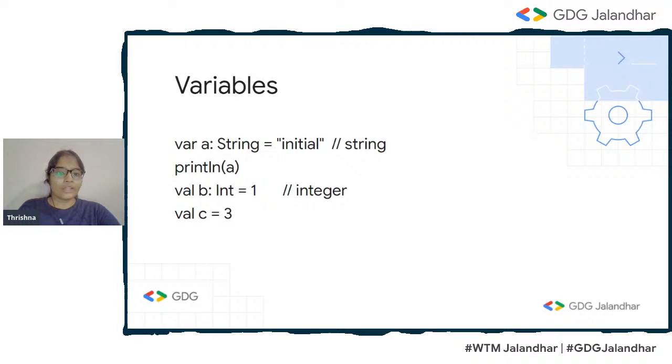If you want to try it on the IDE, you can just type the same code and check it. Declare var a colon string equals initial, go to the next line and type a equals some string like final, and then print it. You would get the result as final. That means you reassigned the value of a. But if you have val b int equals 1, and then you reassign b as 2 and print it, you will get an error because you can't assign the value more than once. So this is the difference between var and val.